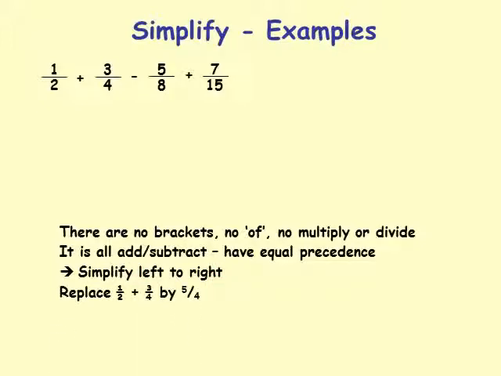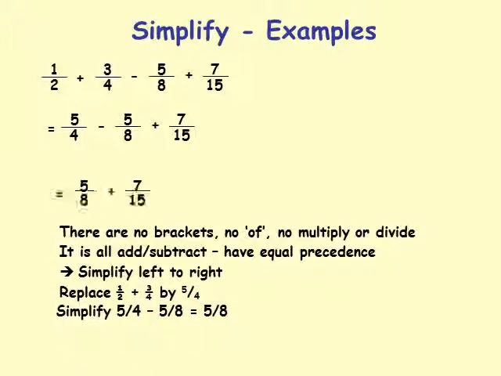First we do 1/2 plus 3/4. Half plus 3/4 is 5/4, so we replace that. Now we have 5/4 minus 5/8 plus 7/15. 5/4 minus 5/8 is 5/8. Let's replace that, so we get 5/8 plus 7/15.